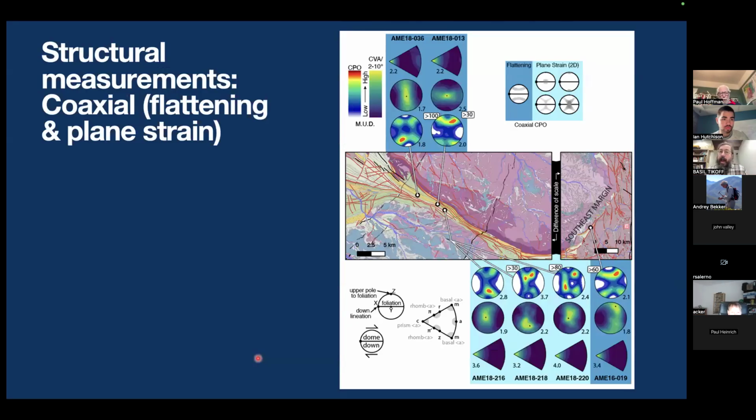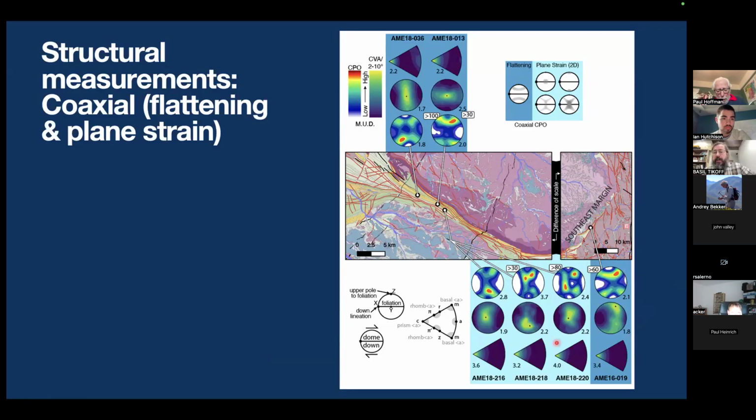There is coaxial deformation, though. In this darker blue, found in this area as well as in the southeastern margin, we have flattening. That means you take a sphere and turn it into a pancake. You're just smashing it together as if there are no boundary conditions, so the material can go any which way.